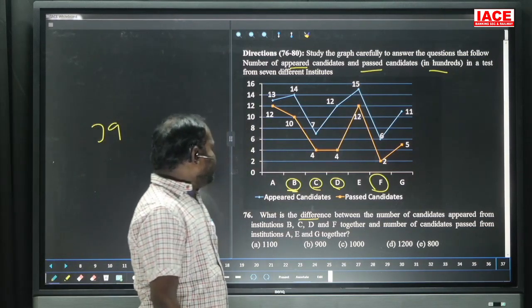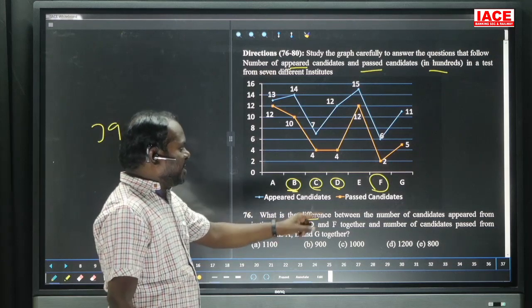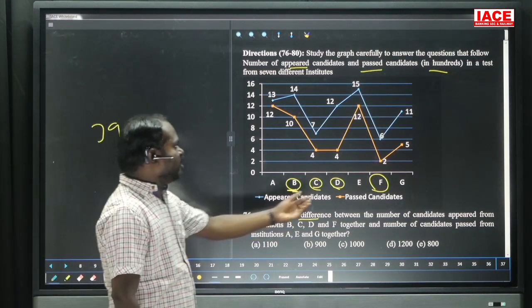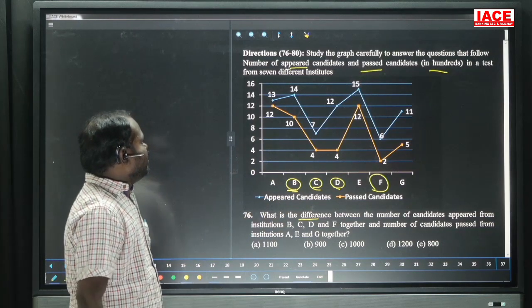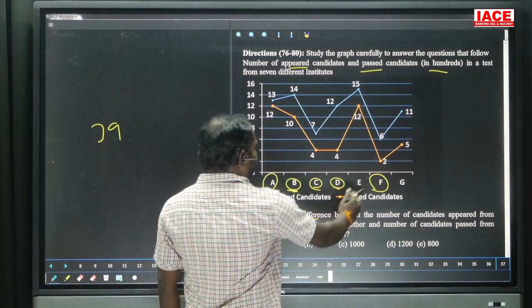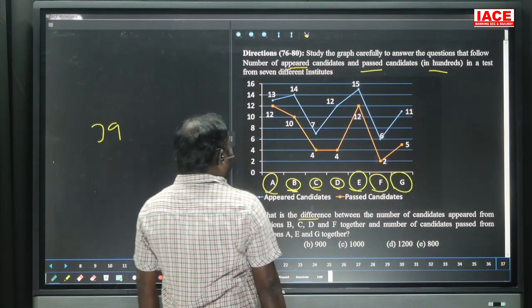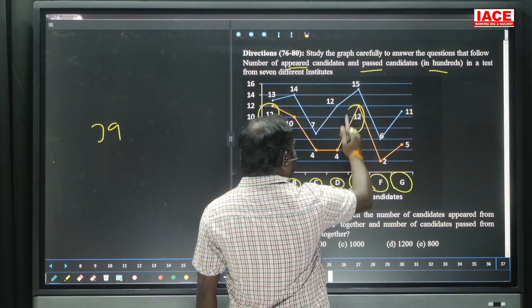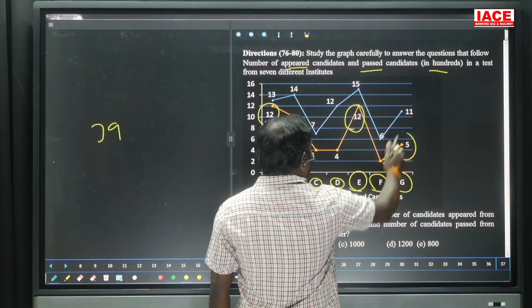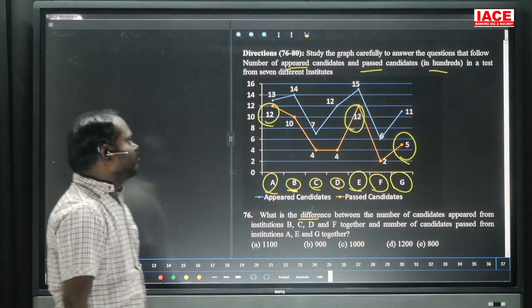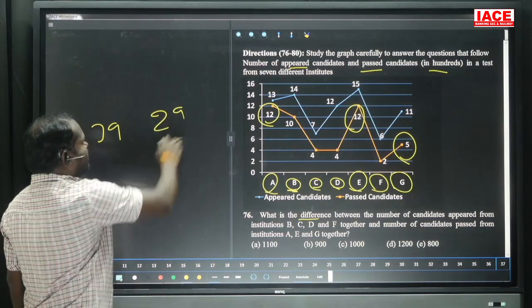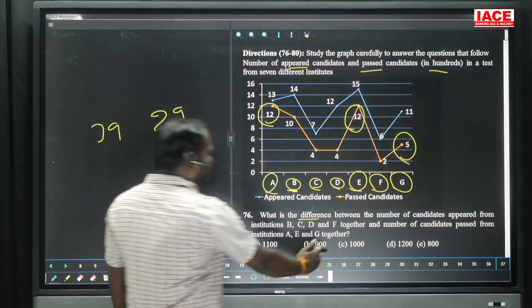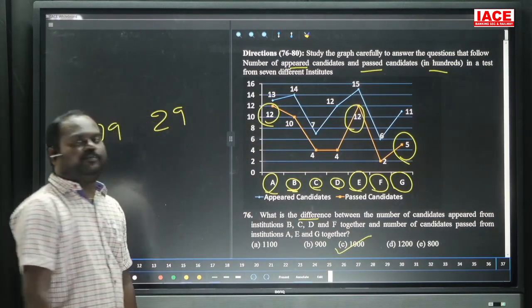Next, the number of candidates passed from A, E, G is nothing but the orange color. A passed is 12, E is 12, G is 5. 12 plus 12 plus 5 is 29. 39 minus 29, the difference is 10, but the data is given in hundreds, so 10 hundreds is nothing but 1000. Option C. Right. Next.